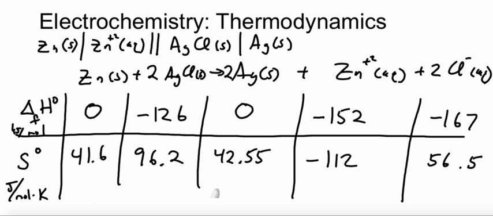Great. So once we have these numbers, we can do products minus reactants, taking into account all the coefficients in the reaction. We can't forget that we've got to multiply all the data for chloride by 2, silver chloride by 2, and also all the data for silver by 2. So we do products minus reactants, and we can get the delta H and the delta S for the reaction. So I'll put that on the next page.